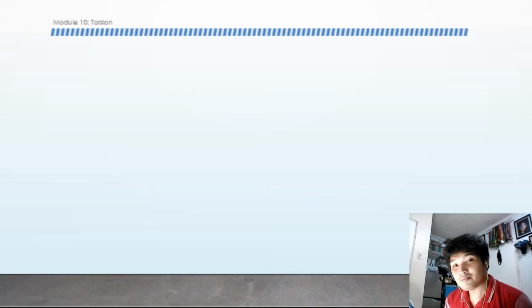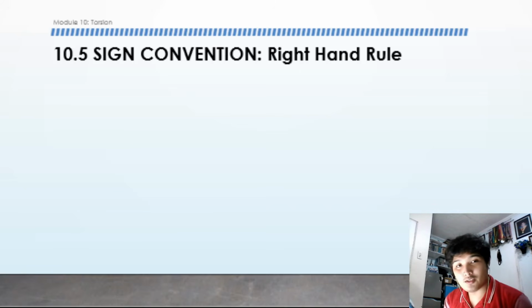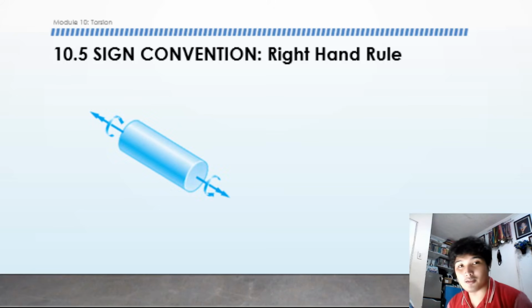So, next no, doon tayo class sa sign convention. So, ginagamit dito class is yung right hand rule. Kasi mahalaga na malaman mo kung positive ba yung effect niya or negative yung effect ng torque. Or pati dun sa rotation, kung positive ba yung rotation, okay, or negative yung rotation. So, let's consider ito yung shaft natin.